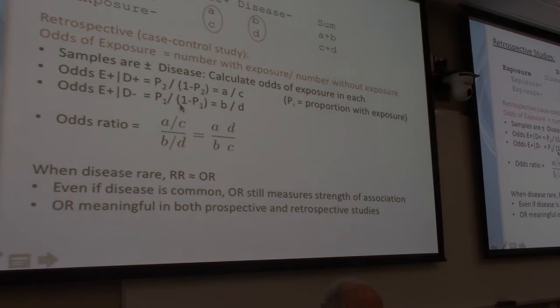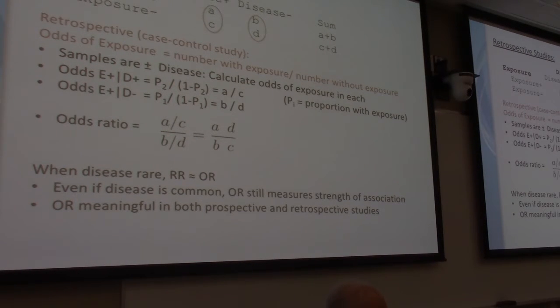So the odds is not the same as a risk, because we don't need to know the denominator to calculate an odds. But the same way we calculate an odds ratio, and we get this algebraic expression here. And if you go back to the previous slide and you consider the case that when the disease is rare, you will see these two expressions actually become the same. The odds ratio is a very good estimate of the relative risk when the disease is rare.